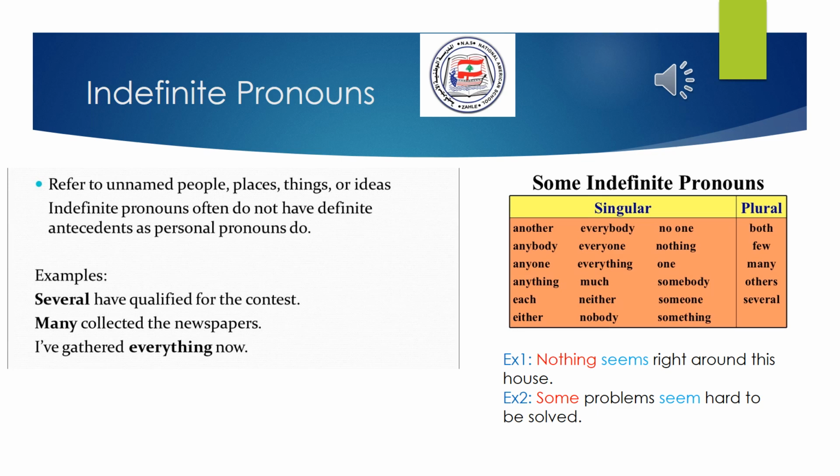Example: nothing seems right around this house. And as you see, since the indefinite pronoun is singular, we added S to the verb. Example 2, some problems seem hard to be solved. Some is a plural indefinite pronoun, so we didn't add S to the verb in the present tense.